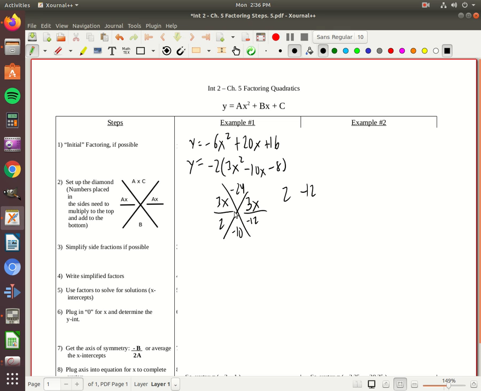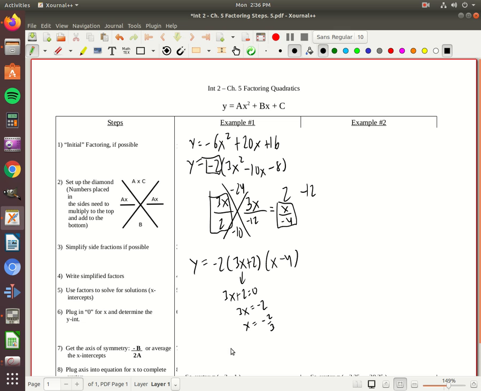If I can simplify, I cannot simplify here, but here I can simplify. 3 is going to go into 3 once, and 3 is going to go into negative 12 negative 4 times. So I will use these, and I will not forget about this. So I will get y equals negative 2, 3x plus 2, x minus 4. Here, I'm going to get 3x plus 2 equals 0. So I'm going to get 3x equals minus 2. So x equals negative 2/3. So I'm going to have negative 2/3, 0 as an x-intercept. And here, it's obviously just going to be 4. So 4, 0. These are my x-intercepts.